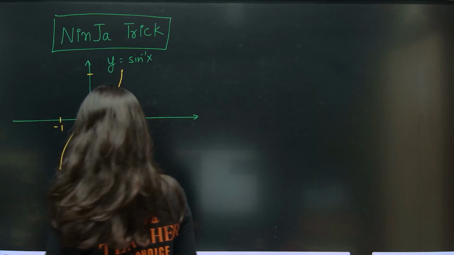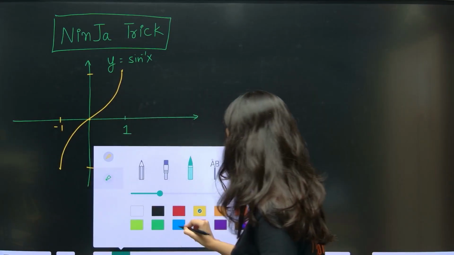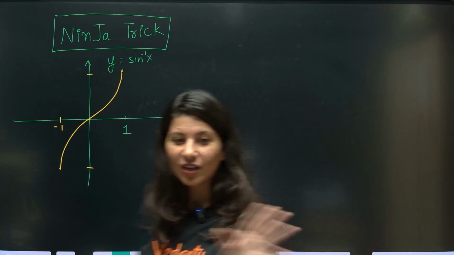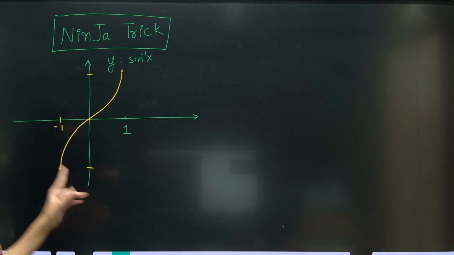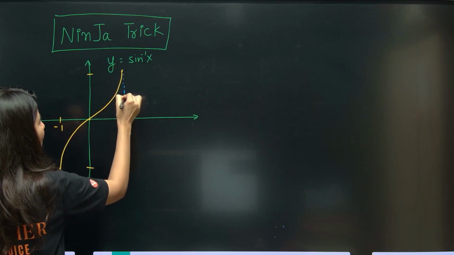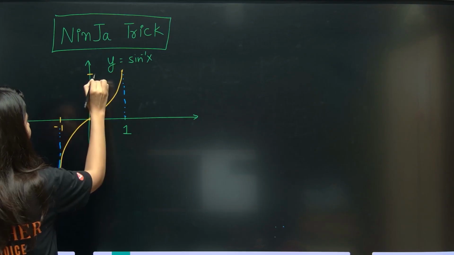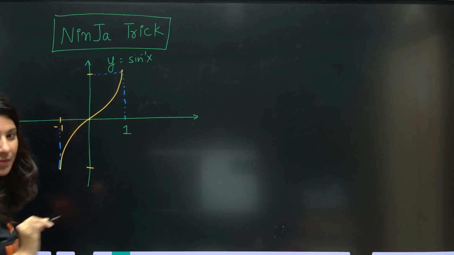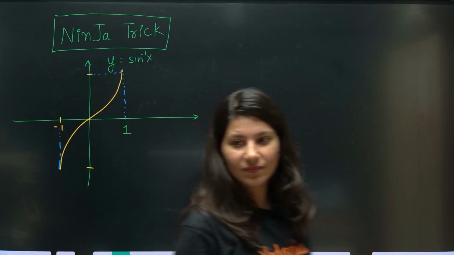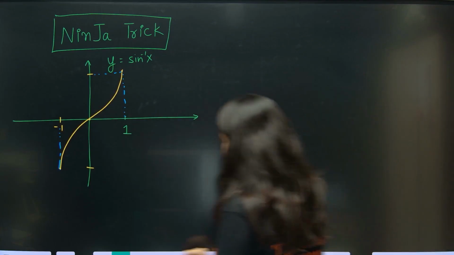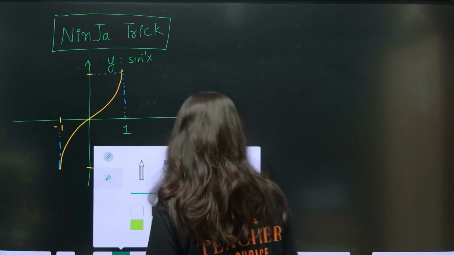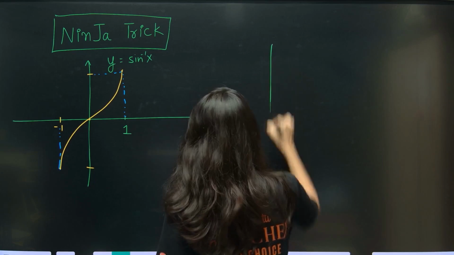Now tell me, who is having a problem in plotting this graph? If you forget this graph, the ninja trick won't save you. This much effort you will do. Rest, I will take all the things on my shoulder, but sine inverse you should remember. And cos inverse also, let me plot it over here.